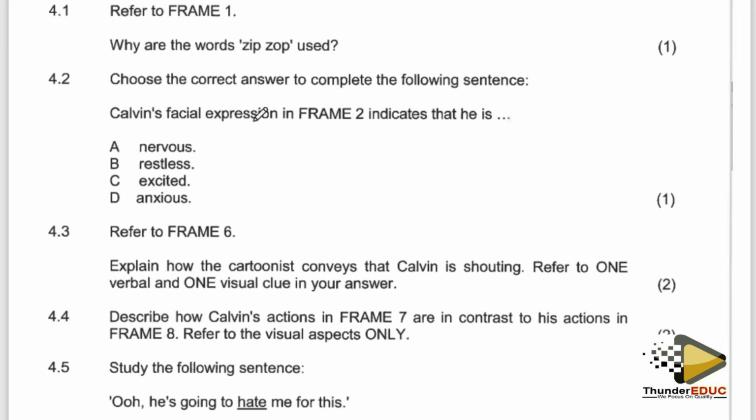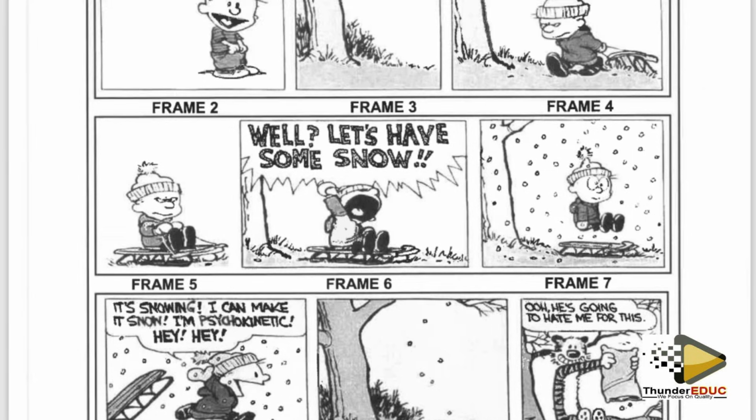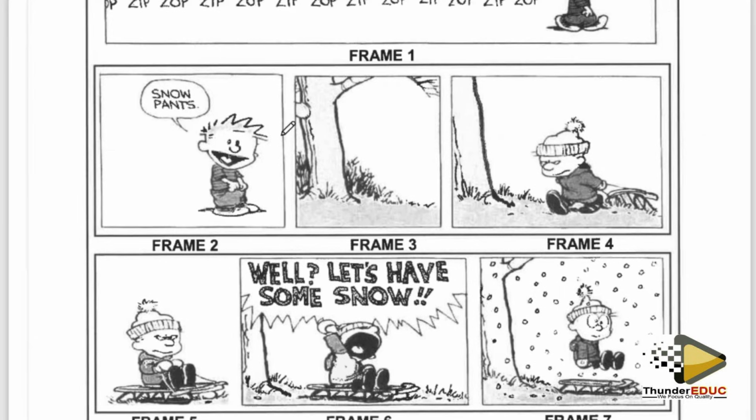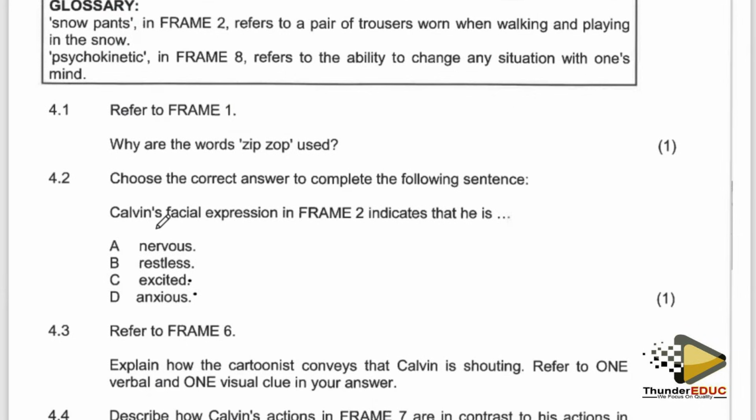Choose the correct answer. Calvin's facial expression in frame 2 indicates that he is A, nervous, B, restless, C, excited, or D, anxious. Let's go and see frame 2. Okay, there's our frame 2. He has a wide smile on his face. So, if he has a wide smile on his face, he's definitely not nervous. He's definitely not restless. He is definitely excited. So, our answer is C.